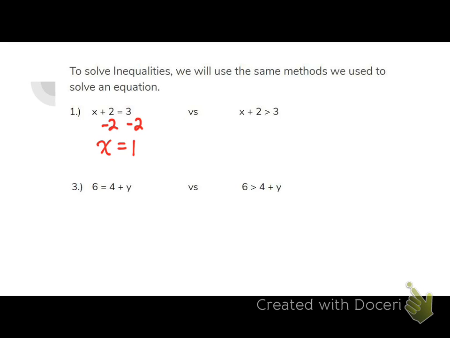We're still trying to get x alone. So we're going to subtract 2 on both sides. But this time, instead of an equal sign, we still have a greater than sign. We've got a 1 on the other side. So solving an inequality is very similar to solving an equation. The only other difference that we have with inequalities is that we can then graph our answers. So we'll put it on a number line.